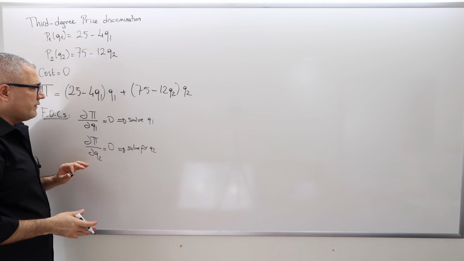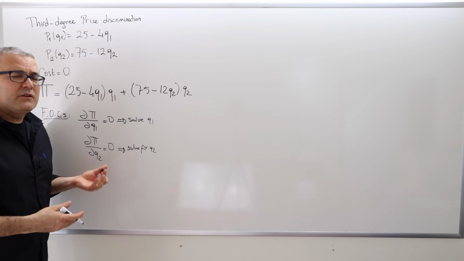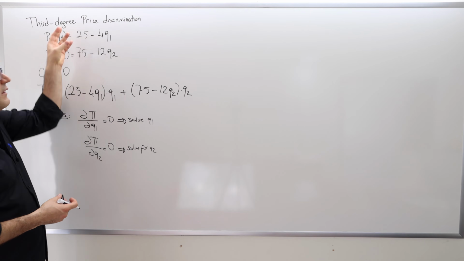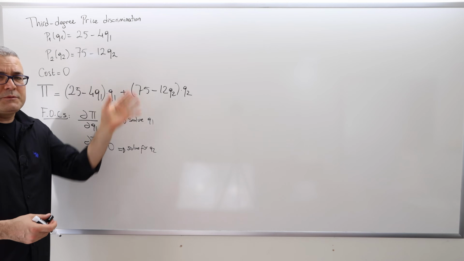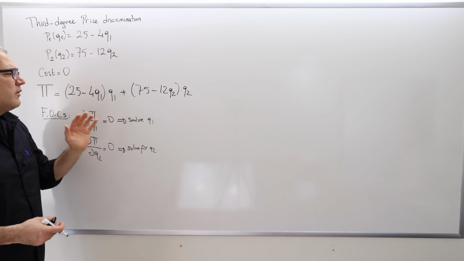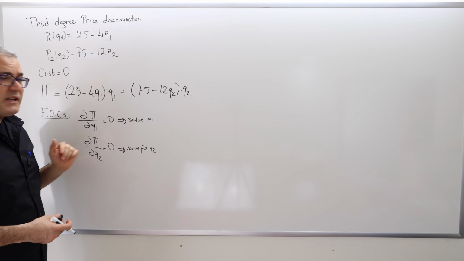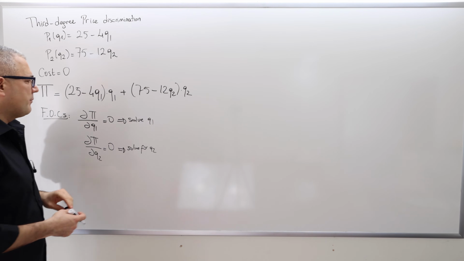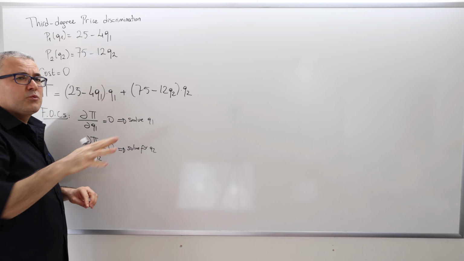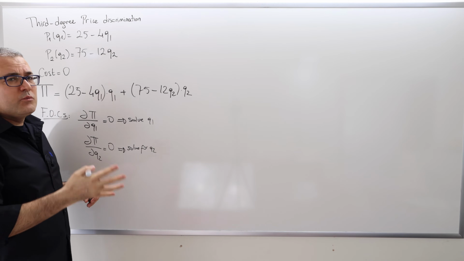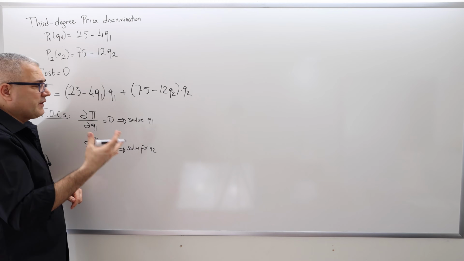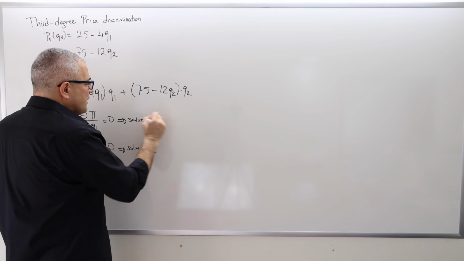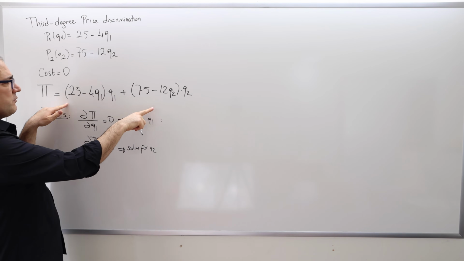That's all we have to do. No need to check the second order conditions because, given that the demand curve is linear, the profit function will always be concave. So you don't need to worry about the second order conditions, so I skip that step. If the demand functions were not linear, then we would need to worry about the concavity, I mean the second order conditions. So what is the derivative of this function with respect to Q1?